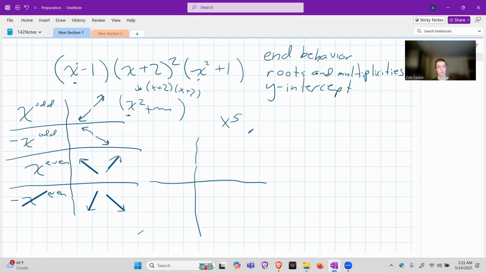The roots and multiplicities. The roots are when our function equals 0, so we can set our factors equal to 0. So x minus 1 equals 0 gives us x equals 1. So we have a root right here, and it has multiplicity 1, which means that the power of that is 1. So there's a 1 right here. And if we remember what we looked at before in Desmos, that means the graph is just going to go transversely through that point.